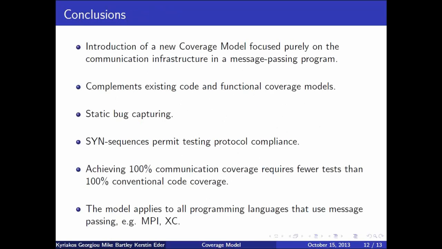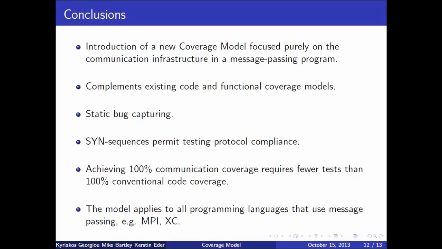So what we have done here is a new coverage model focusing purely on the communication infrastructure of a message passing program. It complements existing code and functional coverage models. It is important because it can capture some static bugs which can be really hidden in your code under if statements, and by using conventional code coverage like statement coverage it would be very difficult to capture them. Not difficult, but it will need a lot of test cases to be sure that you address all those bugs.